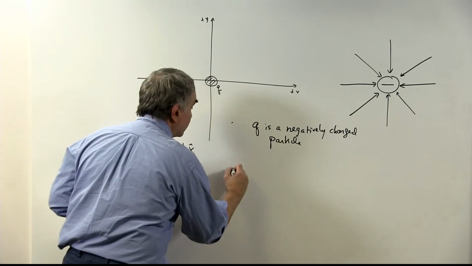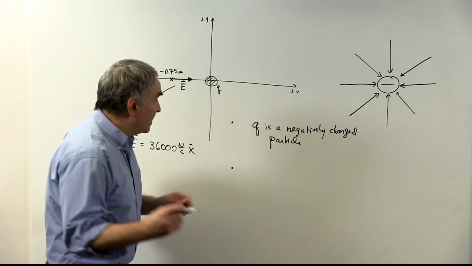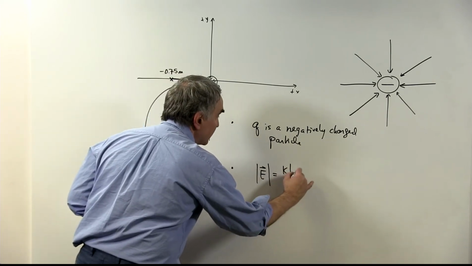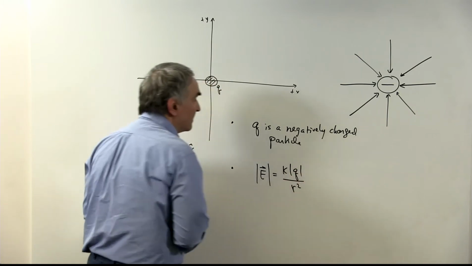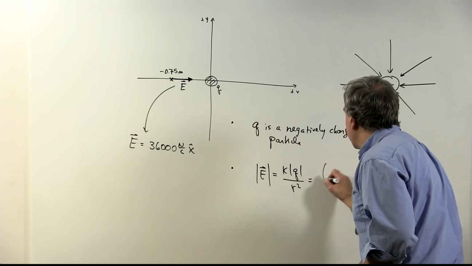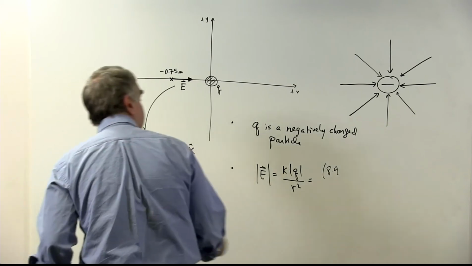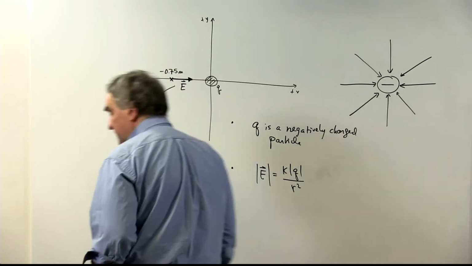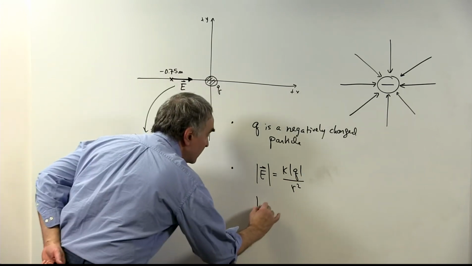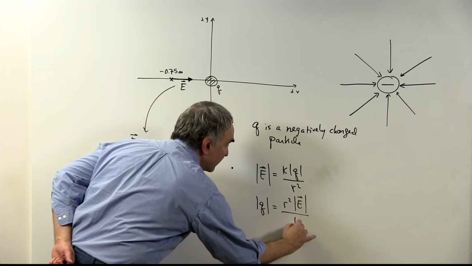Now let's take a look at the magnitude of the charge. How are we going to get that? We know the magnitude of the electric field due to a point charge. It's kQ over r squared. We don't know what the charge is. We're trying to find the charge. So let's solve the equation for Q. Q equals r squared E over k.